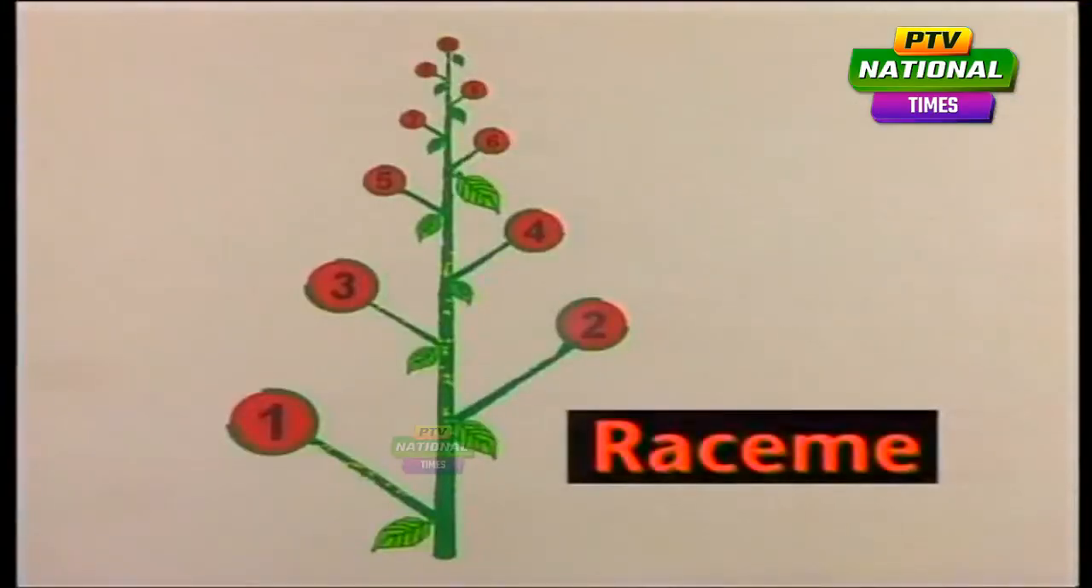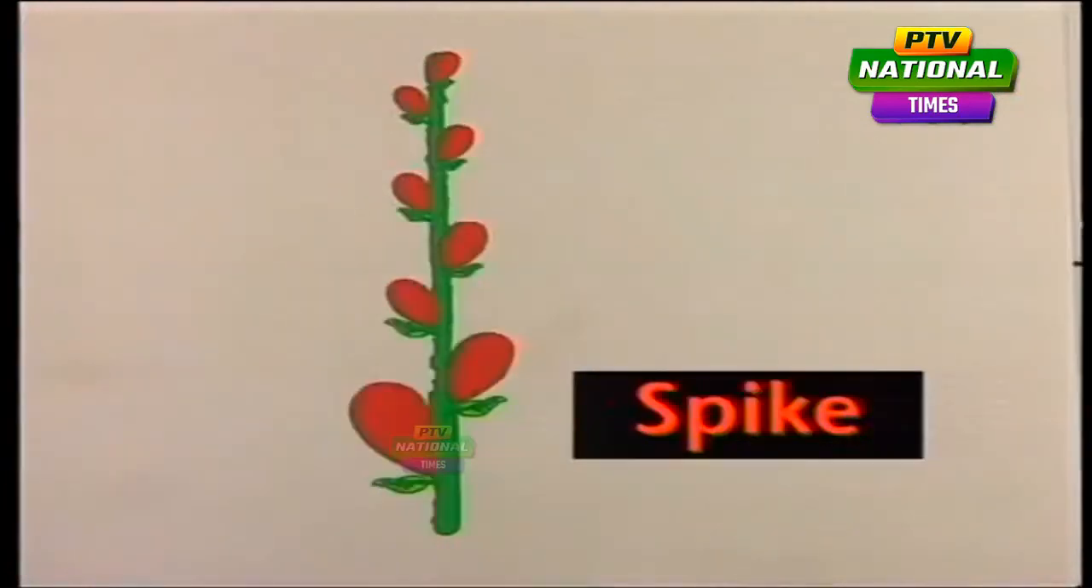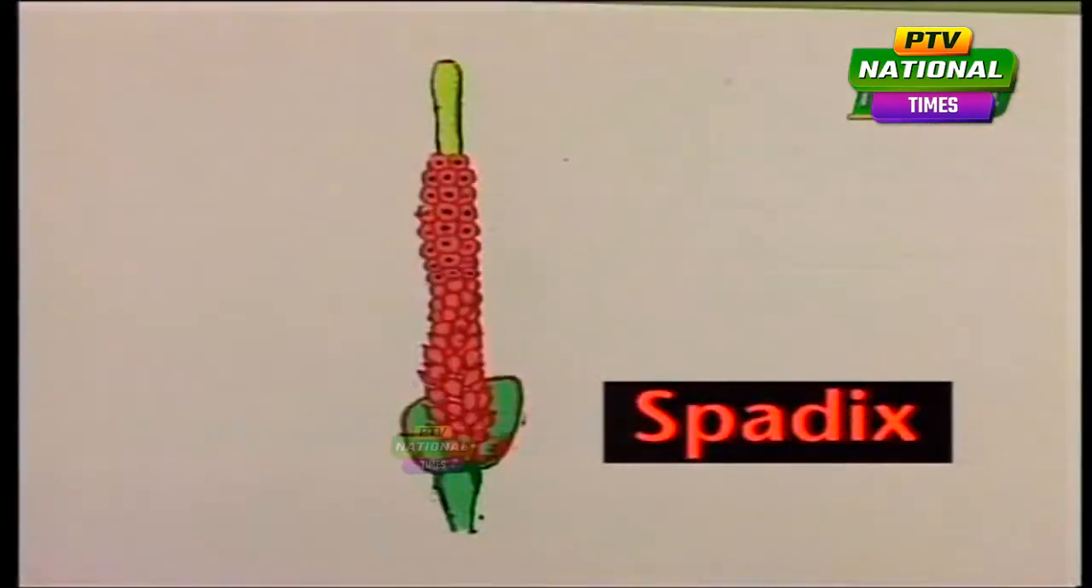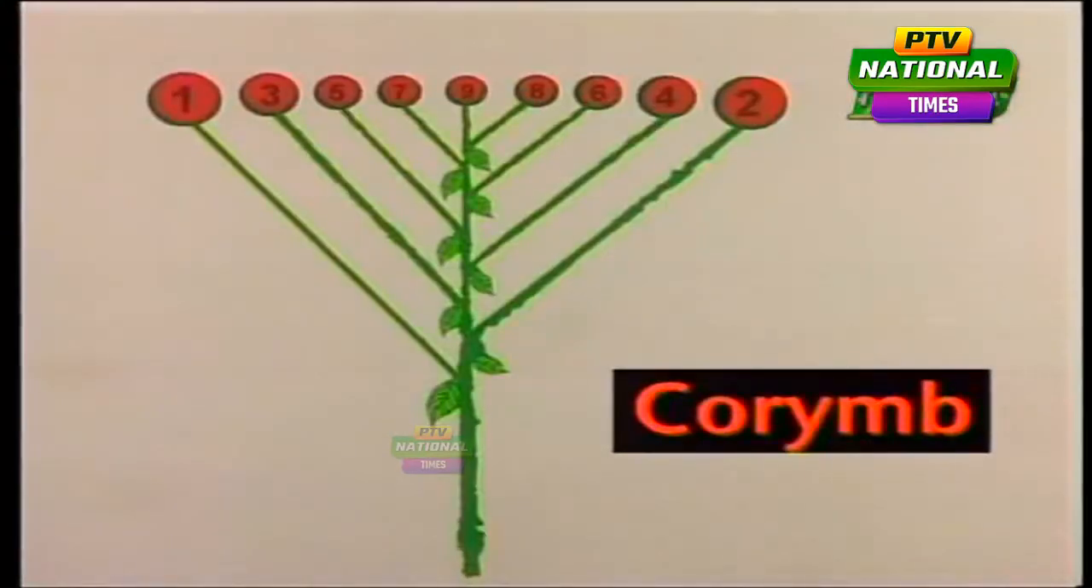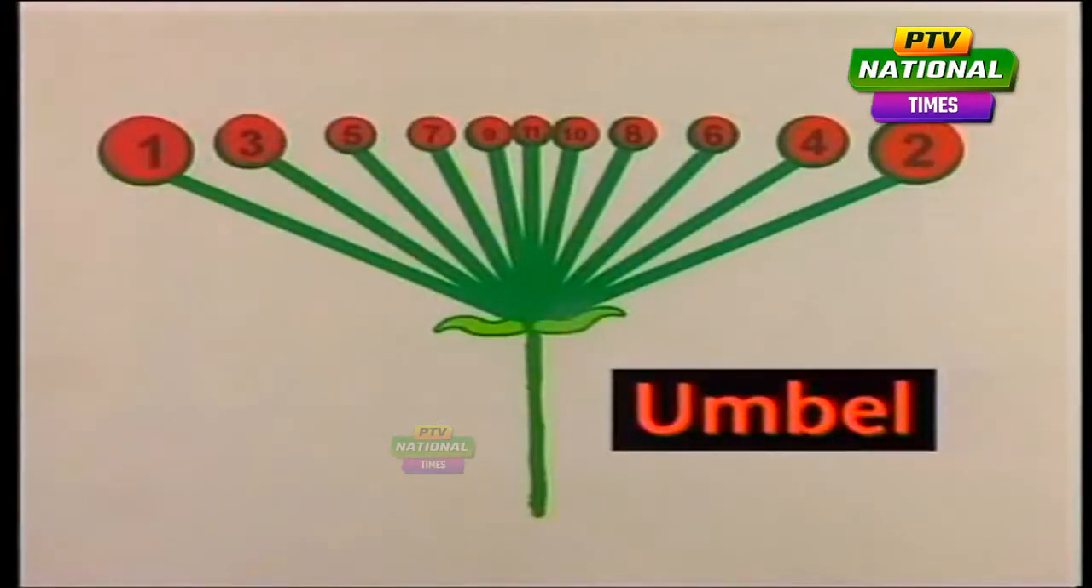Racemose inflorescence is then further divided into 7 different classes based upon the specific arrangement of flowers on a plant. And they are raceme, spike, spadix, catkin, corm, umbel, and capitulum.